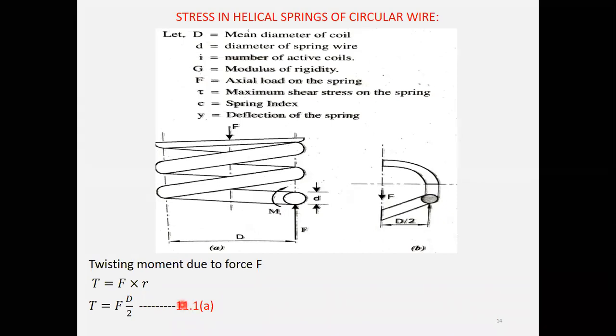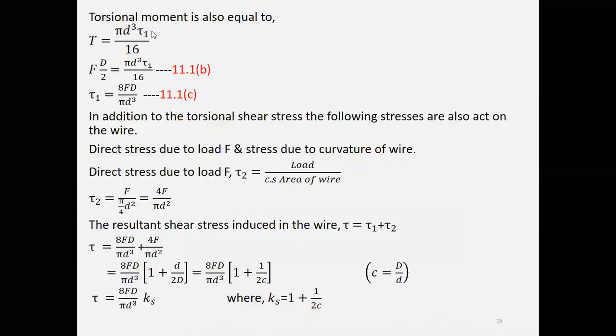Open chapter number 11, that is springs, and in equation 11.1a you will get the twisting moment due to the applied force F. It is T equals F into R, where R is d by 2. Substitute that value, and after that you will get the torque.